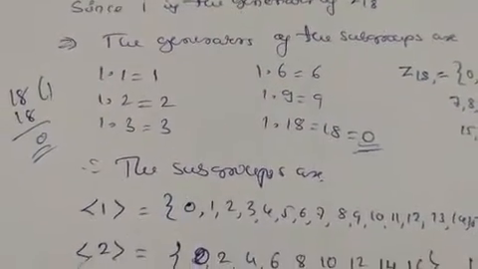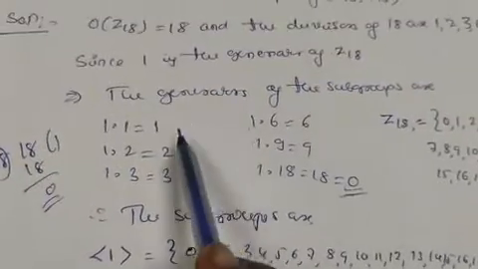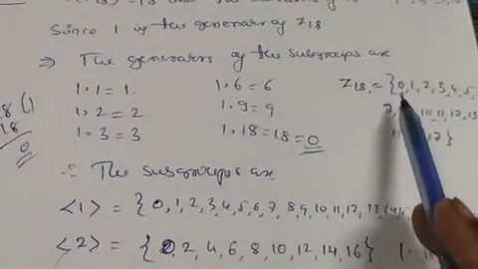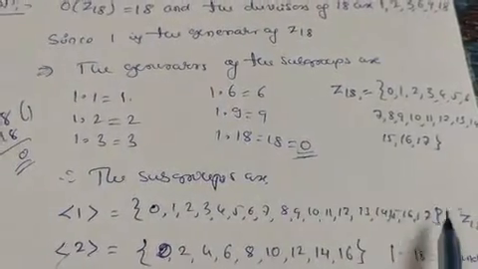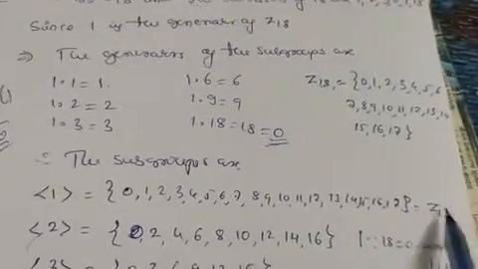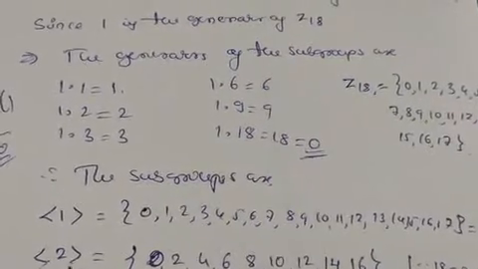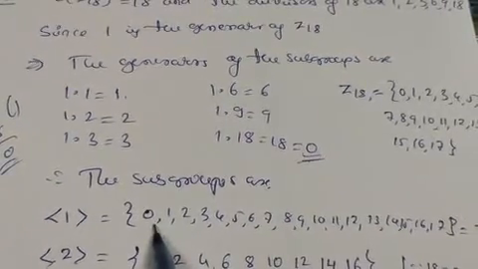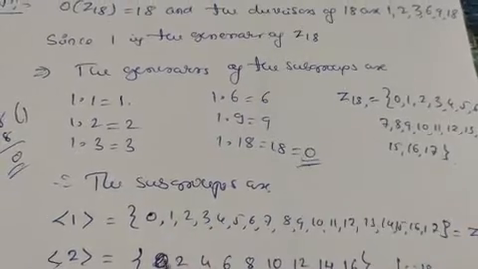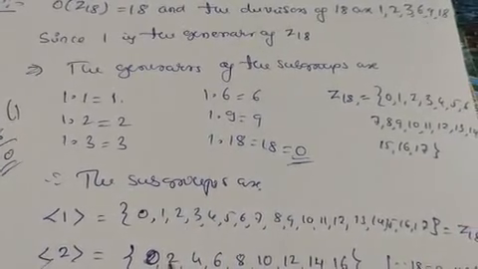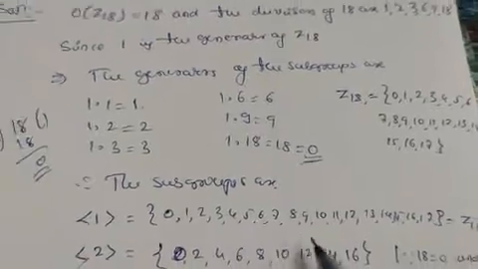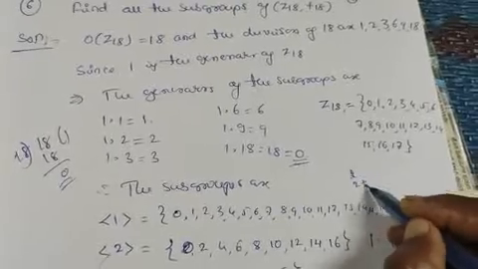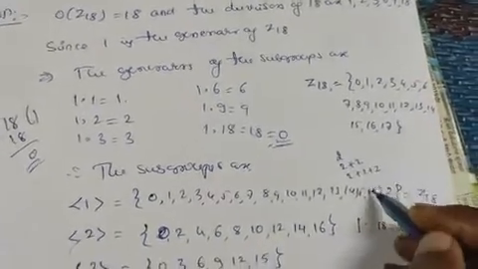Therefore the subgroups are as follows. First, the subgroup generated by 1: you take all the elements, 0, 1, 2, 3 up to 17. This is Z18 itself. Next, the cyclic subgroup generated by 2. Under addition, it is first 2, next 2 plus 2, next 2 plus 2 plus 2, like this.